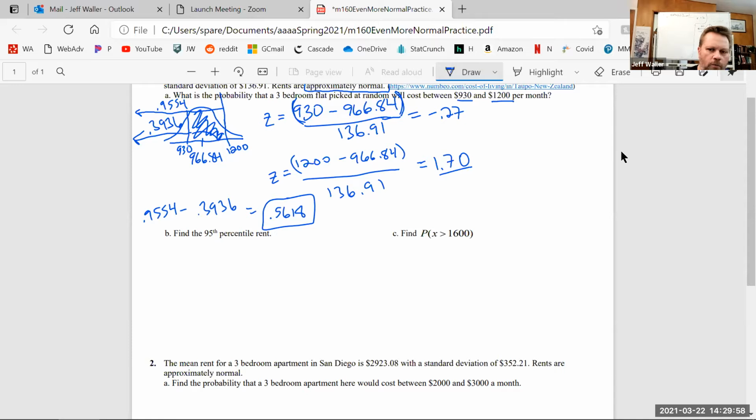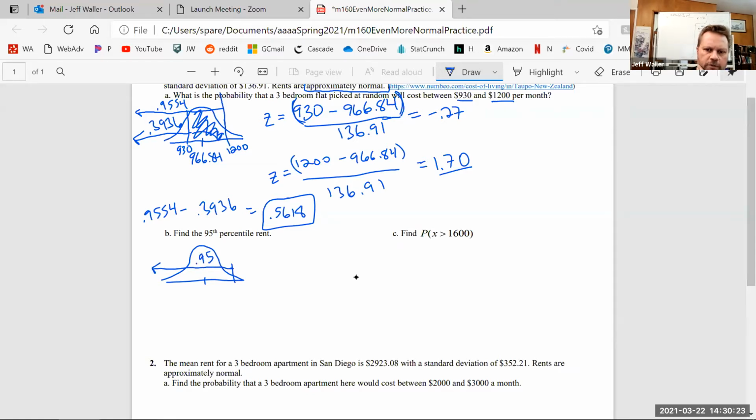So how do I draw this? How do I draw that 95th percentile? Where would that be? To the right of the mean. Yeah, it's going to be way up here. The 95th percentile is going to be way up here, with 95% below it.